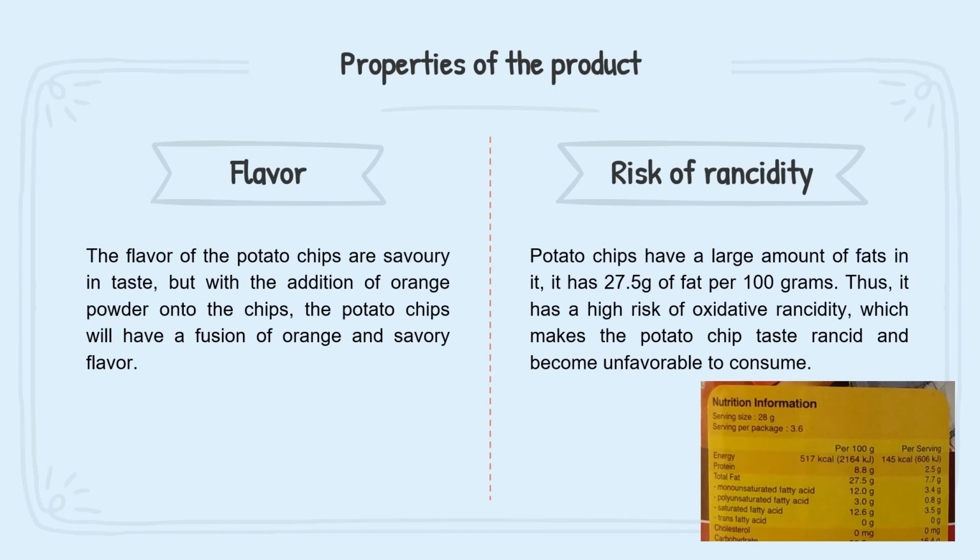For flavor, the flavor of the potato chips are savory in taste, but with the addition of orange powder onto the chips, the potato chips will have a fusion of orange and savory flavor. Then for the risk of rancidity, potato chips have a large amount of fats in it. It has 27.5 grams of fat per 100 grams. Thus, it has a high risk of oxidative rancidity, which makes the potato chip taste rancid and become unfavorable to consume.